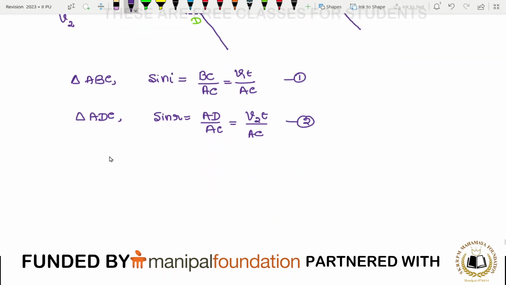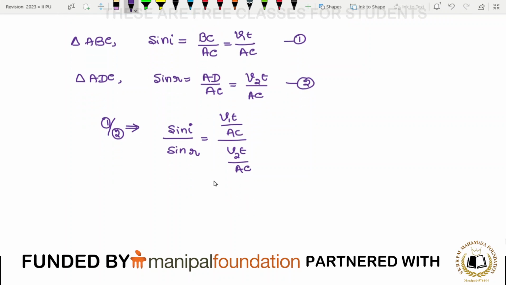Next, what you have to do? We'll divide both the equations, 1 by 2. Sin I by sin R equal to V1T by AC divided by V2T by AC. Now what happens here? AC cancels, T cancels. Sin I by sin R equal how much? V1 by V2. Equation number 3.